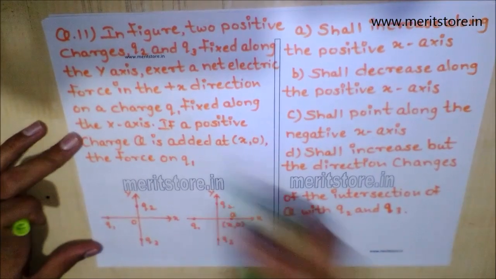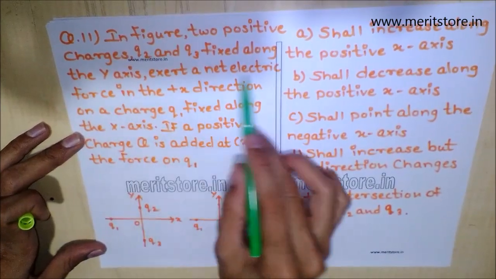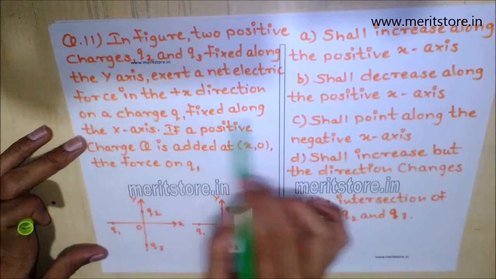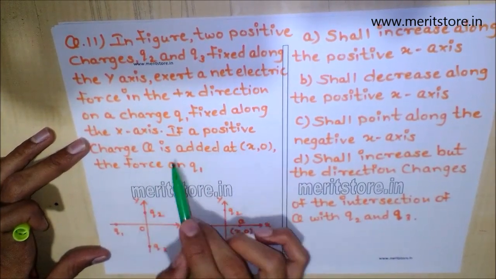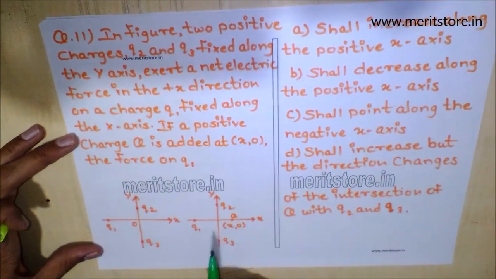Question number 11. In the figure, two positive charges Q2 and Q3 are fixed along the y-axis and exert a net electric force in the positive direction on a charge Q fixed along the x-axis. If a positive charge Q is added at x, 0, the force on charge Q1 will be.